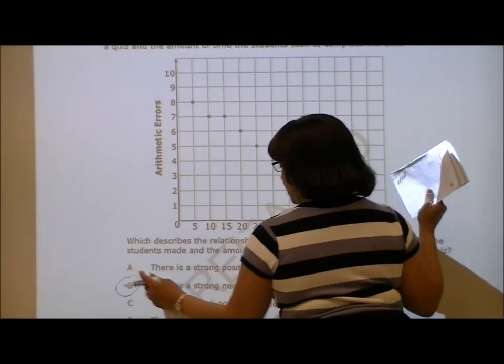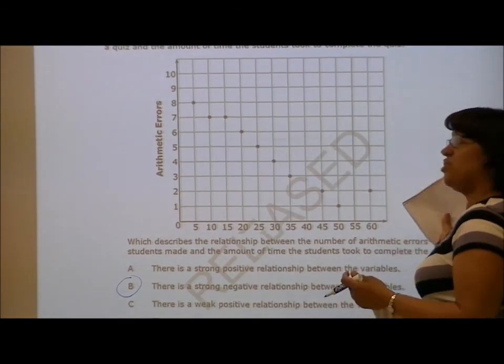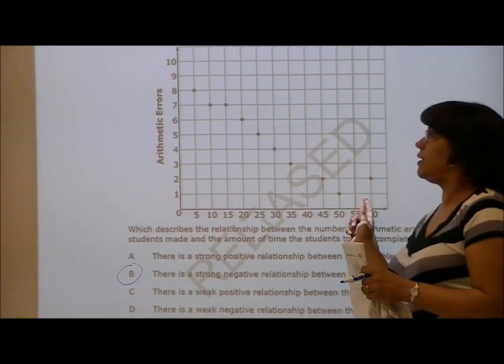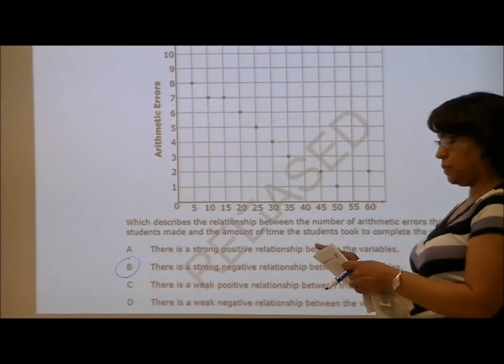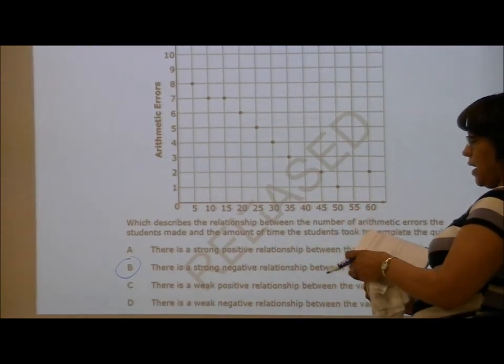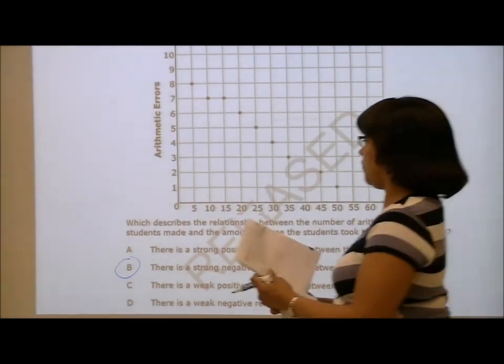There's no weak positive because it's not going uphill at all. There's no weak negative, as you really couldn't tell how it's going downhill, but we can definitely tell it's going downhill. So the answer is B to number 49. And your last problem, number 50.